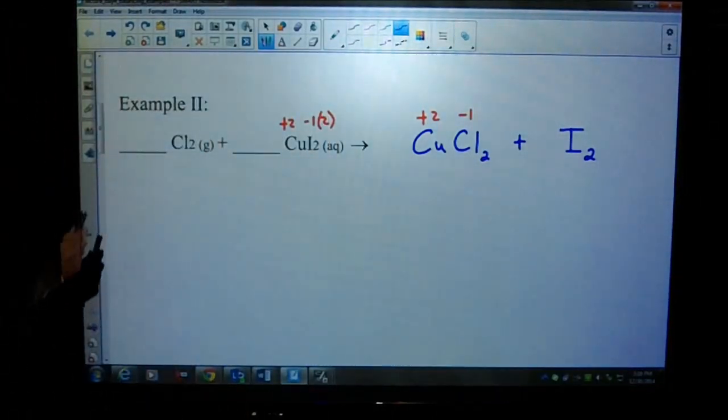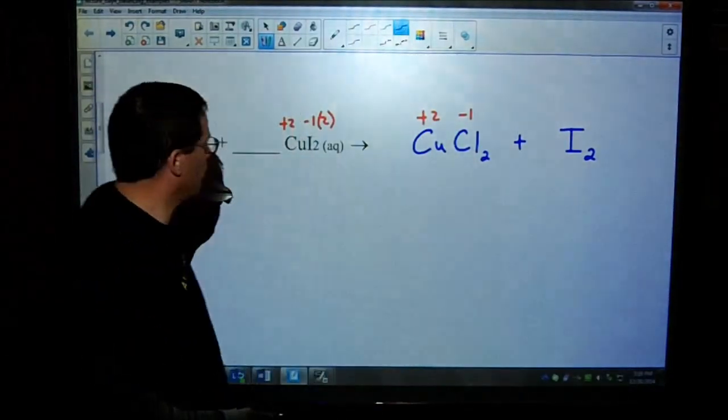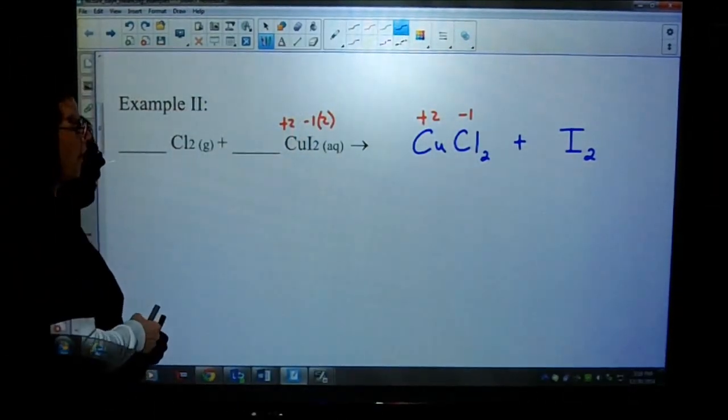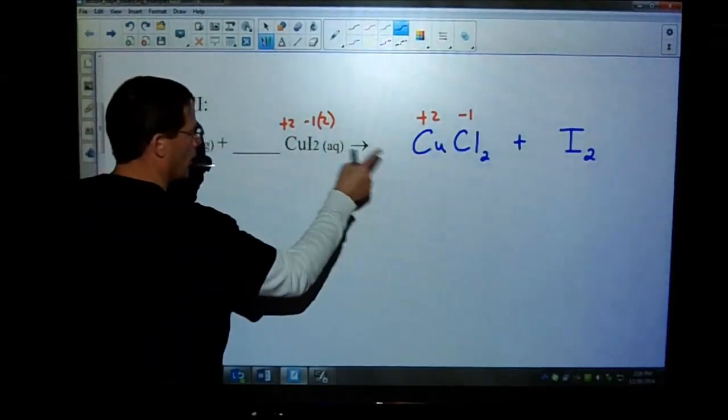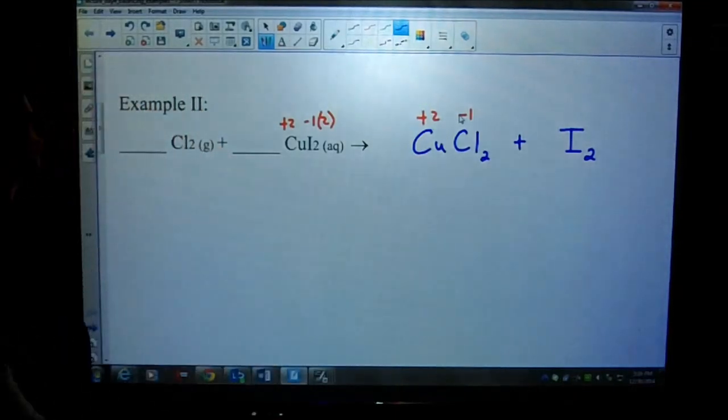Now that we have the formula balanced and we have the iodine written out correctly, check to make sure the number of atoms are the same. 2 chlorines, 2 chlorines, 2 iodines, 2 iodines, 1 copper, 1 copper. So that's balanced. So we don't have to put any numbers in front of these, which is nice.